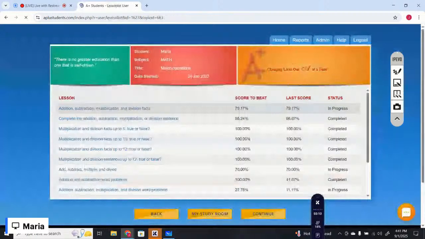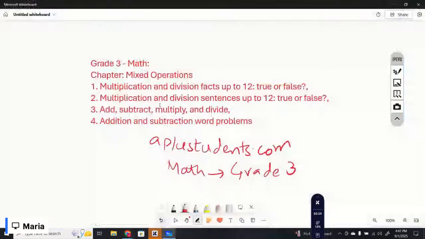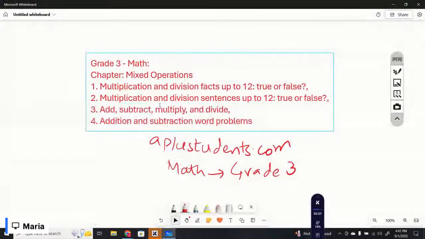So we were working on the grade 3 math chapter, mixed operations. The lessons we have covered today are multiplication and division facts up to 12 true or false, multiplication and division sentences up to 12 true or false, add, subtract, multiply, and divide, and addition and subtraction word problems.